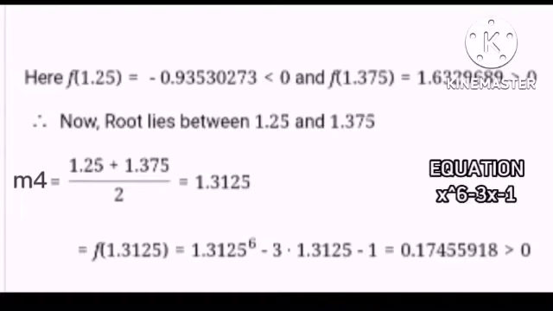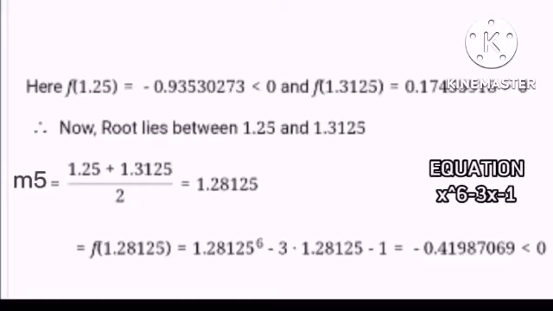At the bottom part, after our substitution, we have the result, which is 0.174559118, which is greater than 0. In our fifth approximation, now our root lies between 1.25 and 1.3125. So our m sub 5 equals 1.25 plus 1.3125 all over 2, which is equal to 1.28125.